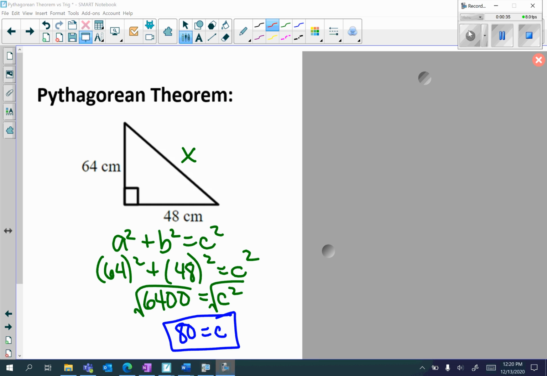Here we have a right triangle and the legs are 64 and 48. I'm looking to solve for the hypotenuse, which is across from the 90-degree angle, which is c. So a squared plus b squared equals c squared. 64 squared plus 48 squared is equal to c squared. Put this all in your calculator, you get 6,400. Take the square root and you end up getting 80. So 80 is our hypotenuse.